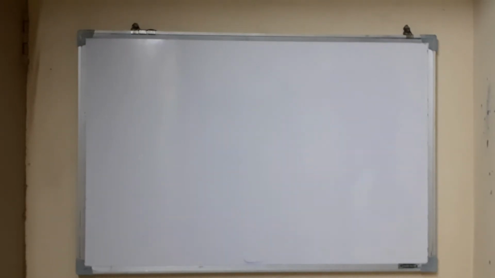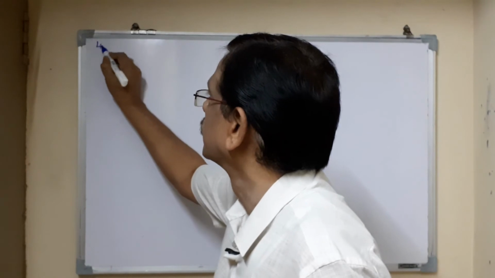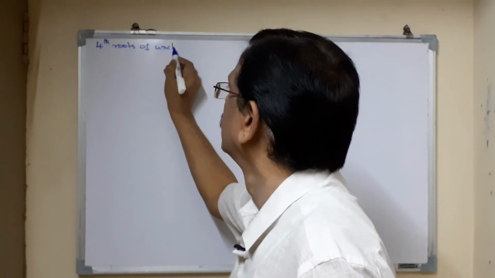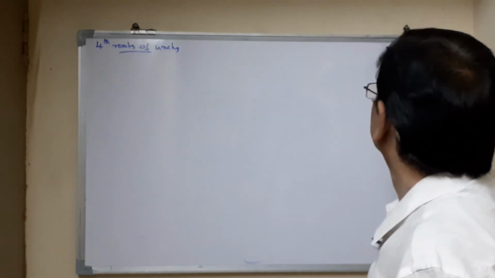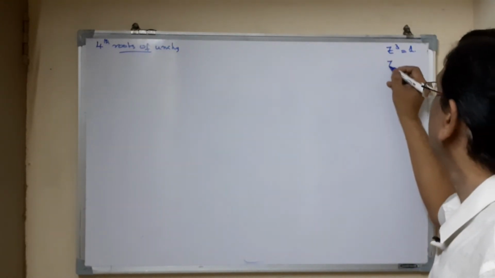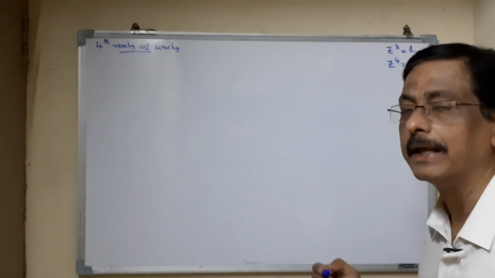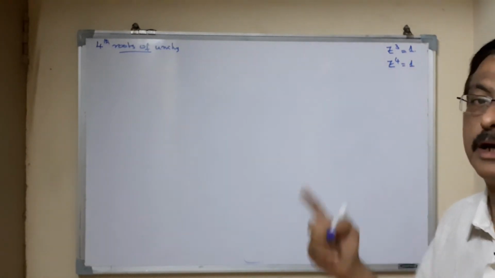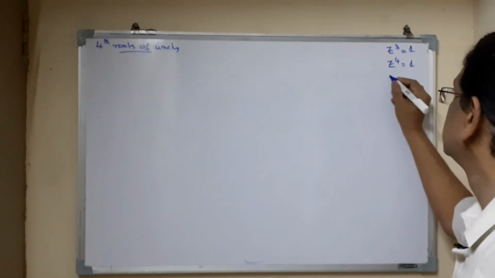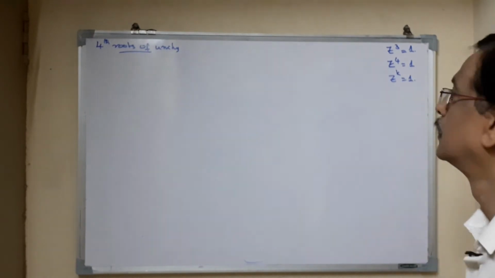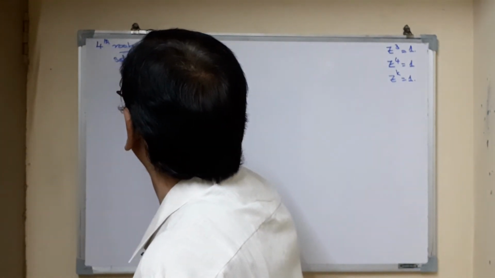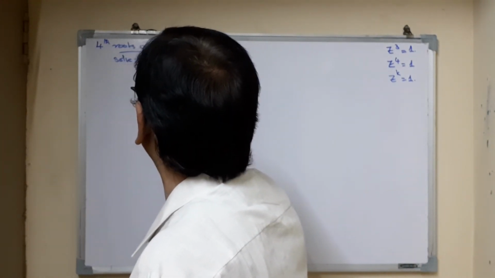So let us see the fourth roots of unity. Actually, we have cube roots of unity, z cube equal to 1. Now we have to find z power 4 equal to 1. You can find nth roots of unity. Already we have said that there are k distinct values for z power k equal to 1. So fourth roots of unity can be evaluated like this, or solve z power 4 equal to 1.